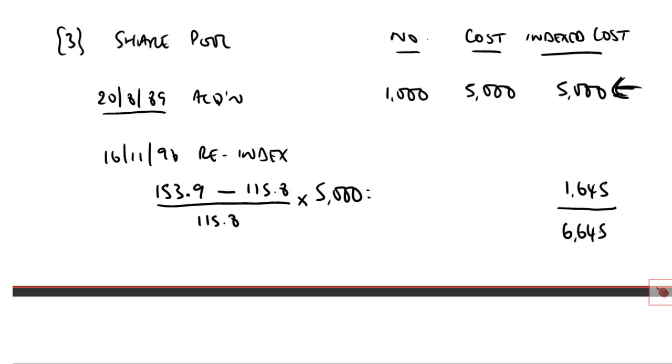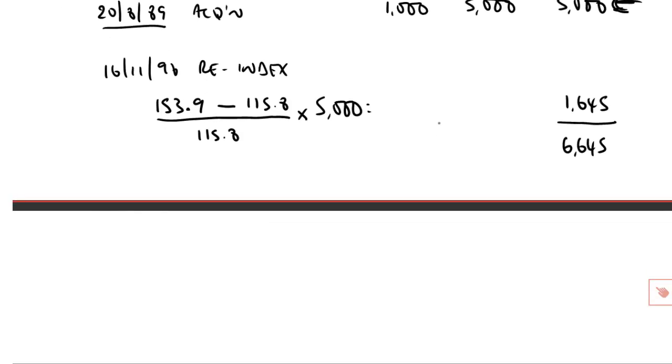Right. Once we've dealt with that re-indexation, as we have there, we then add in the effects of that acquisition. So the acquisition was of how many shares in November 96? We bought a further 2,000 shares at a cost of £12,000, and anything going in the cost column also goes in the index cost column.